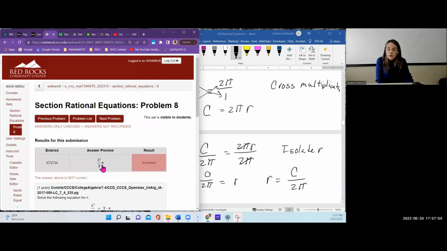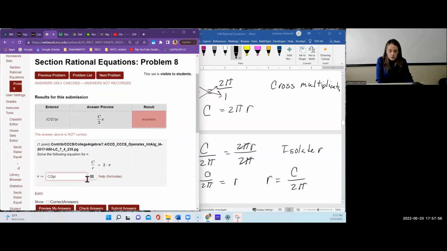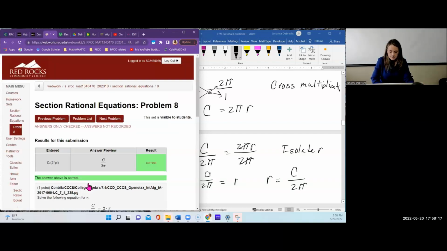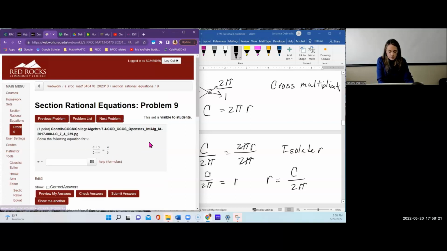It put the pi in the numerator because it followed the order of operations religiously. It took the c and divided by 2 and then multiplied the result by pi. We don't want it to do that. We want it to divide by both the 2 and the pi. So the 2 pi needs to be in parentheses. Now check the solution again. Bingo, that's correct. Let's see what the next problem looks like.